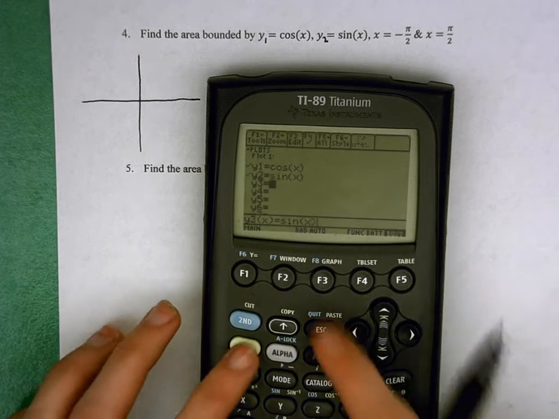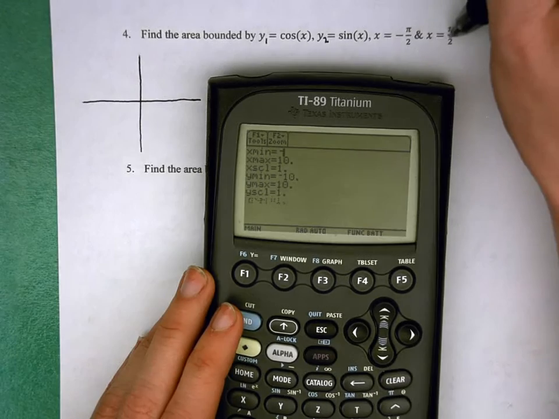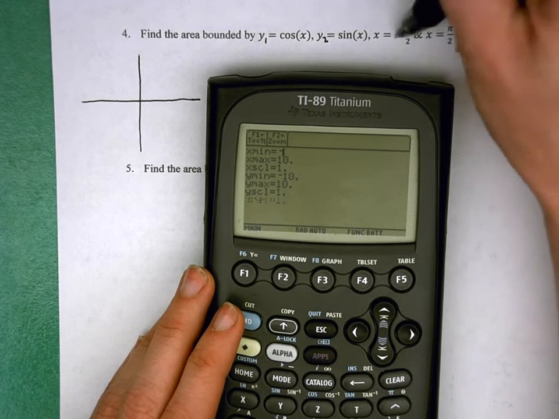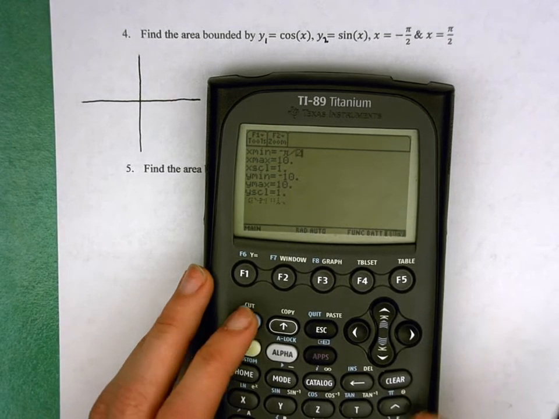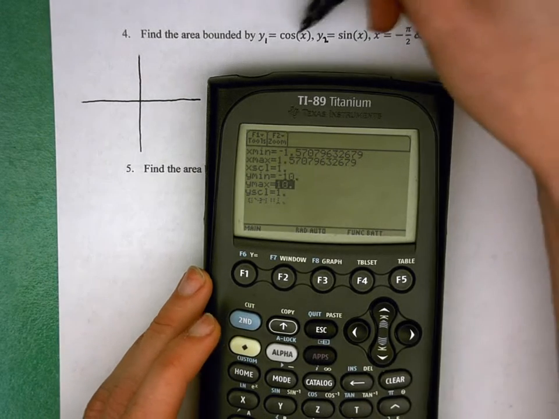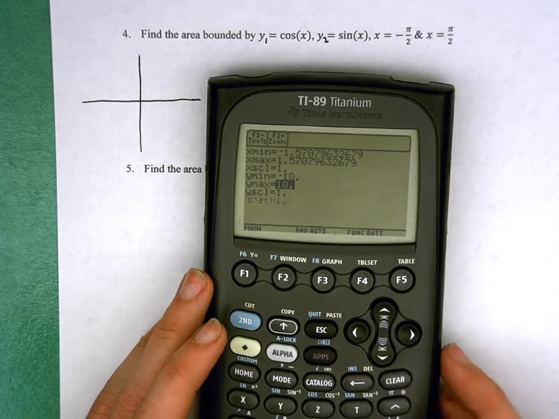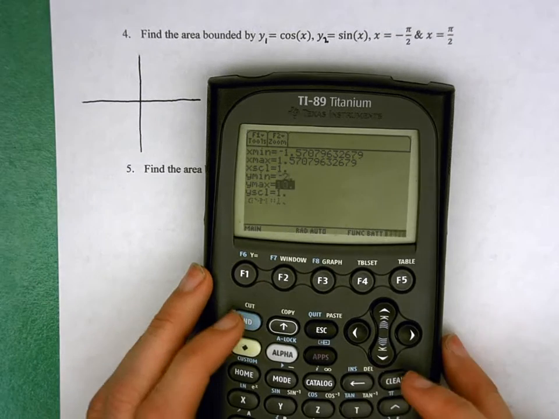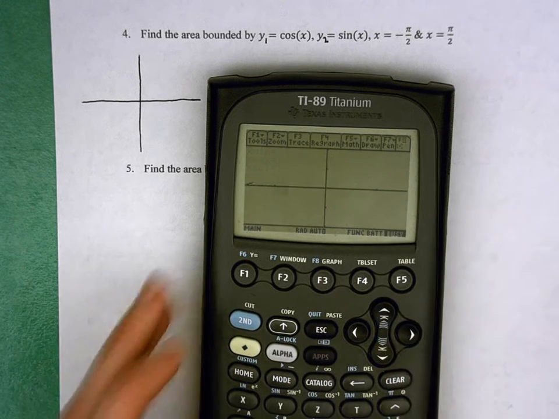And my window is going to be from negative pi over 2 to pi over 2, because we have two vertical lines that form the other bounds, negative pi over 2 to pi over 2. And I know cosine and sine don't get very big, right? They alternate between -1 and 1, and so I'm going to go ahead and make my y's not quite so large. I'm going to make them -2 to 2 and graph it.